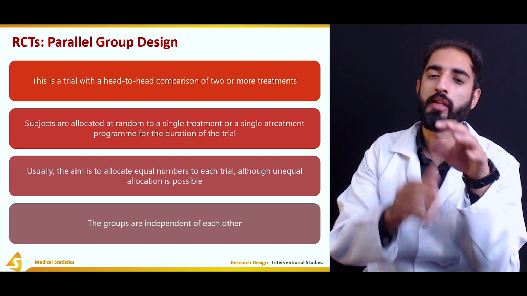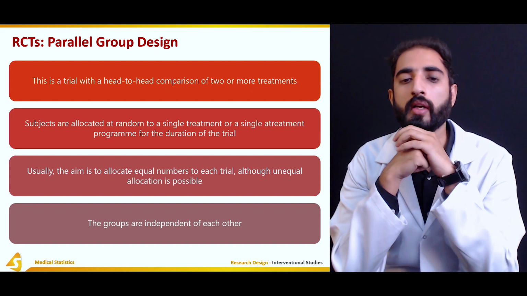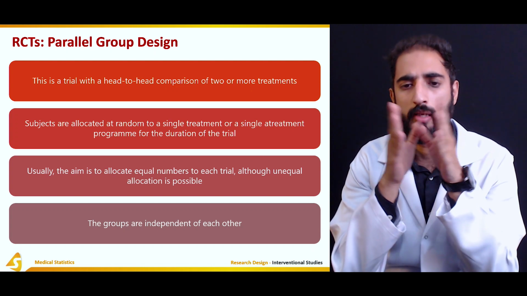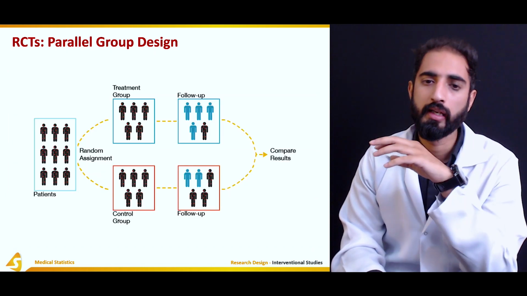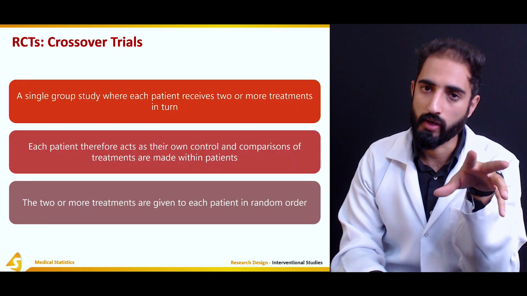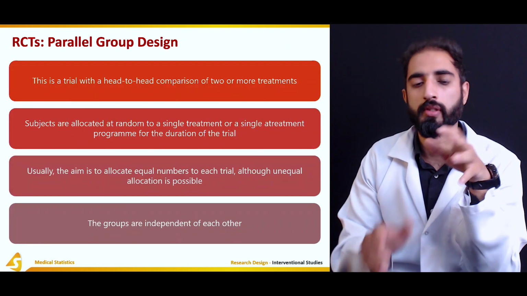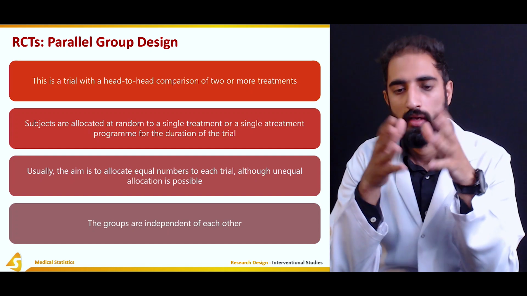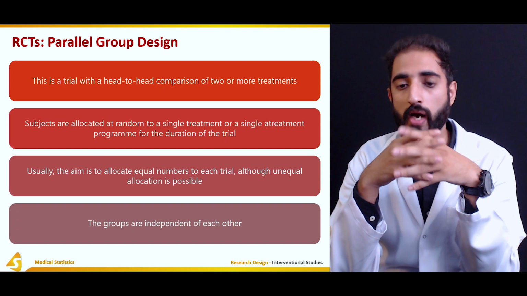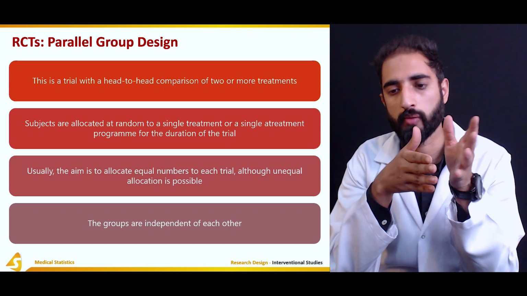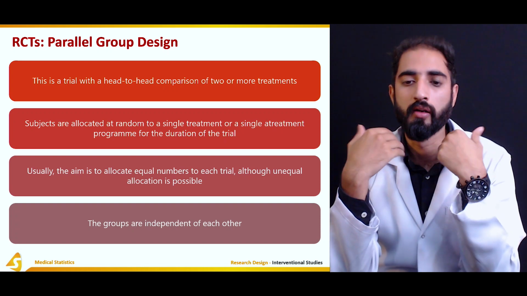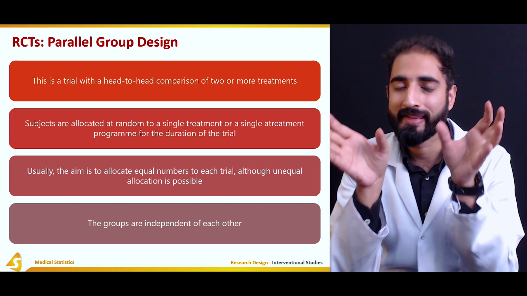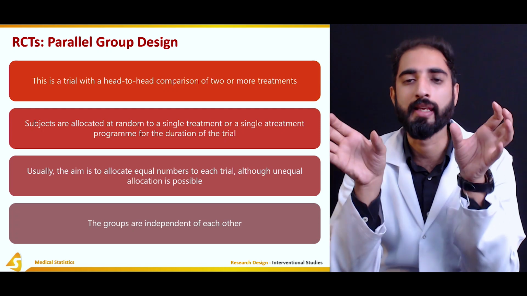Now, as I already mentioned, there are 2 major types of RCTs. There are other types as well, but the most common are the parallel group design and the crossover trials. So let's start off with the parallel group design. This is a trial with a head-to-head comparison of two or more treatments. Subjects are allotted by random allocation to a single treatment or a single control group for the duration of the trial, and that individual stays in that group.